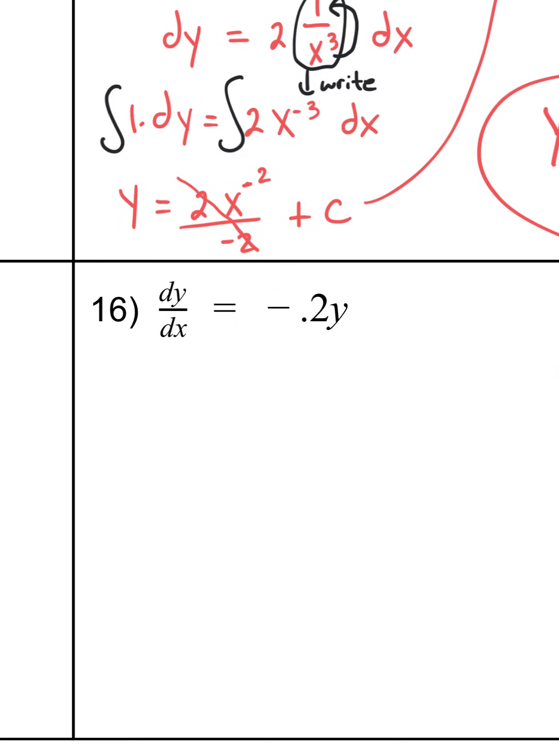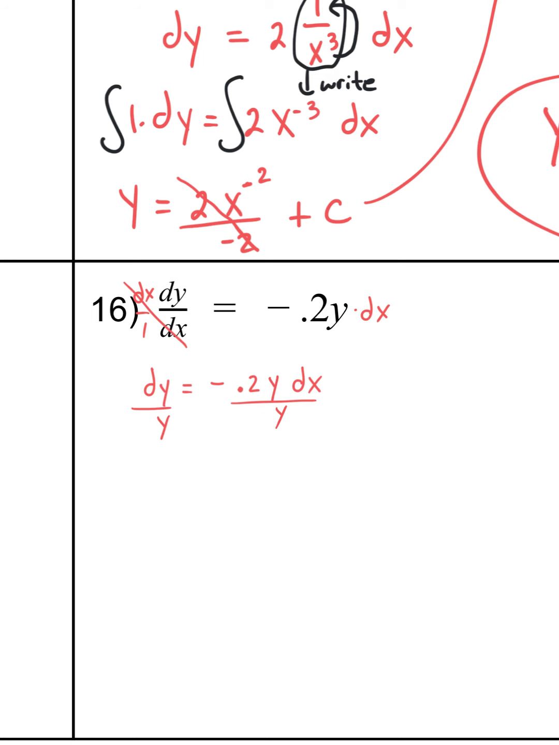Number 16. Okay, we are going to separate the variables. We're going to multiply both sides by dx. This dx has to move over. dx over 1 times dx on the right. These cancel. dy is equal to negative 0.2y dx. Alright, now I have to move over the y. So I'm going to divide both sides by y.